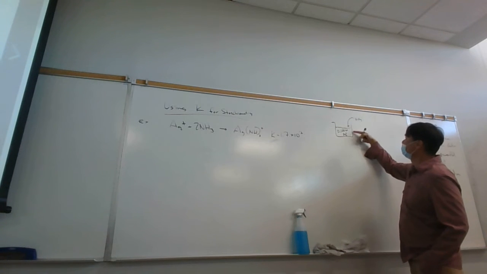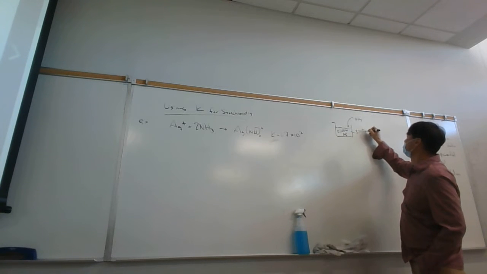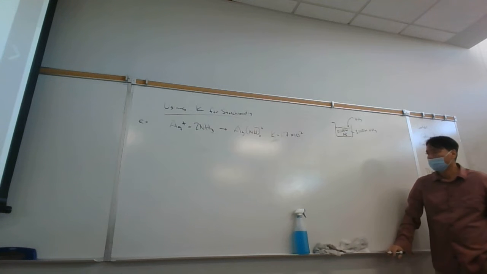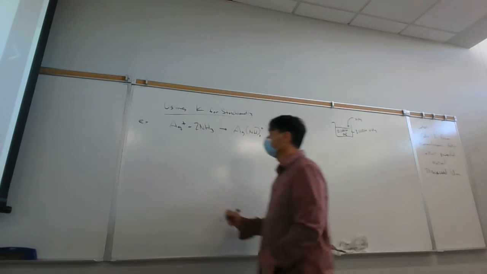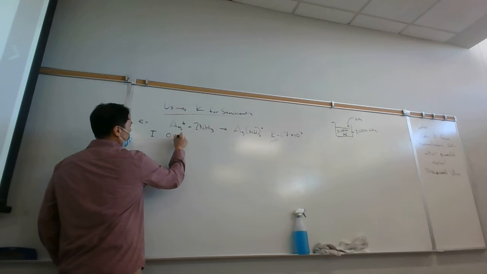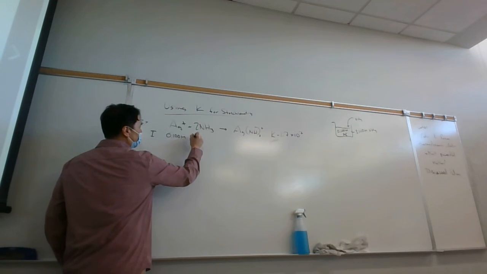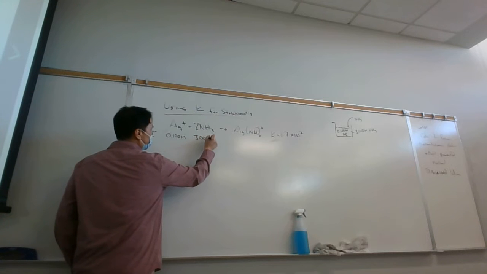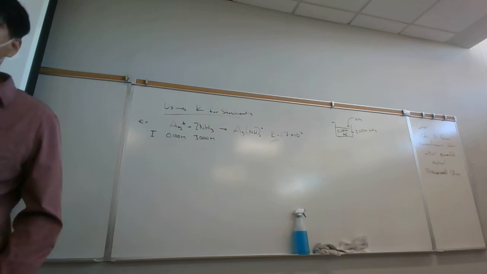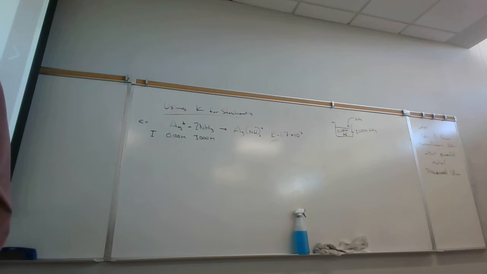And to this, I'm going to add some ammonia, NH3. I'm going to add enough ammonia to make it 3.000 molar ammonia. So initially, I'm going to take some silver ion at 0.100 molar, and I'm adding enough ammonia to make the whole thing 3.000 molar in ammonia. Then what's going to happen is this is a very favorable reaction. The ammonia is going to attack the silver to form the diamine silver.